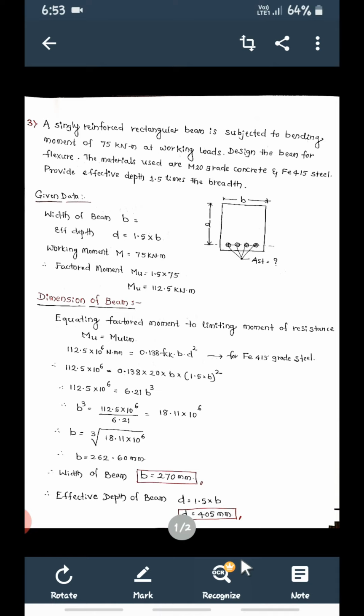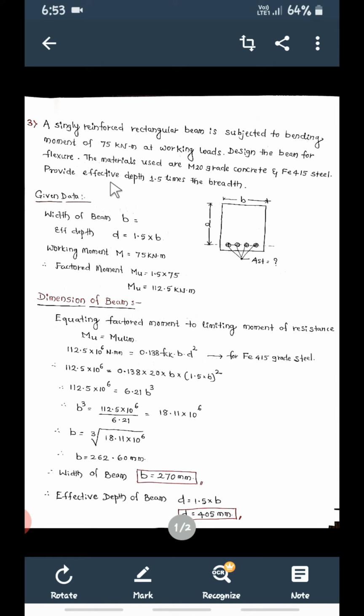So today we're going to solve one problem of this second type, and in the next class we're going to start with the next chapter. Okay, so the problem is like this: a singly reinforced rectangular beam is subjected to a bending moment of 75 kilonewton meter at working loads. Design the beam for flexure. The materials used are M20 grade concrete and Fe415 steel. Provide effective depth 1.5 times the breadth.